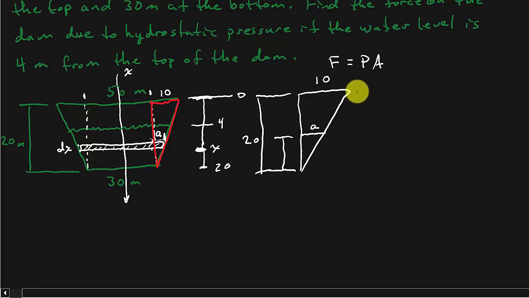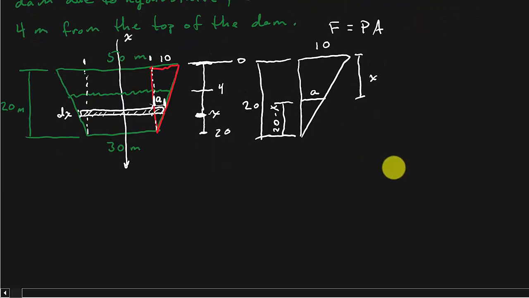Well, I know that from here to here is X. We know that. Okay, we labeled that right here. So what would this distance here be? Well, this would be 20 minus X, right? And so remember, I need to get the distance right here. So I can use similar triangles. And so that's going to give me A over 20 minus X.